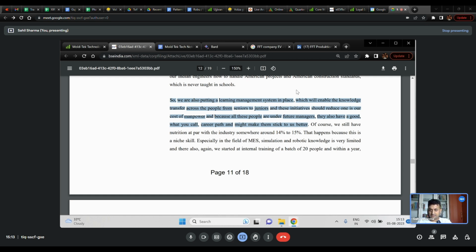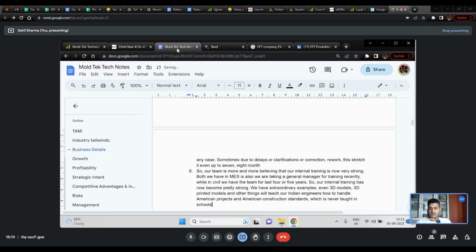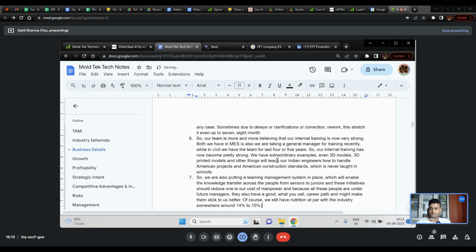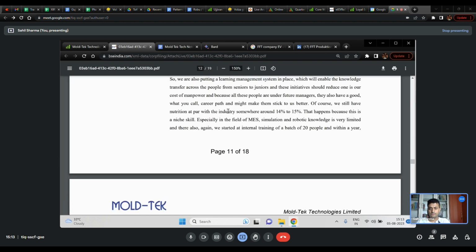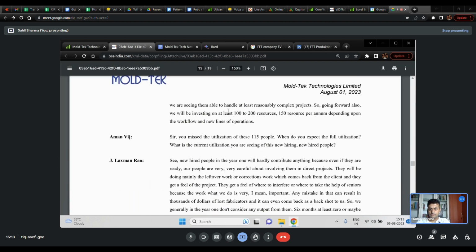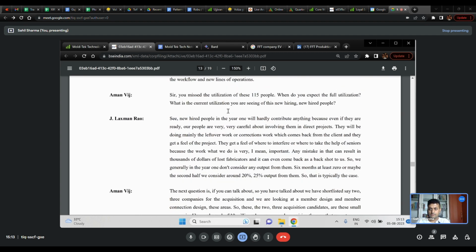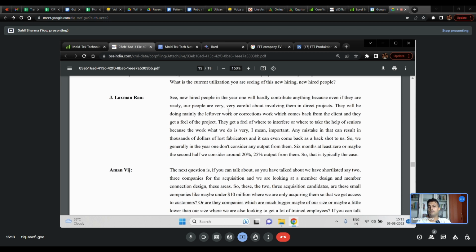You're putting in place a learning management system. Attrition is, I would say, relatively on the lower side because it's a niche skill. Very limited knowledge in simulation and robotics. I guess these are also important business details. This is important to understand.